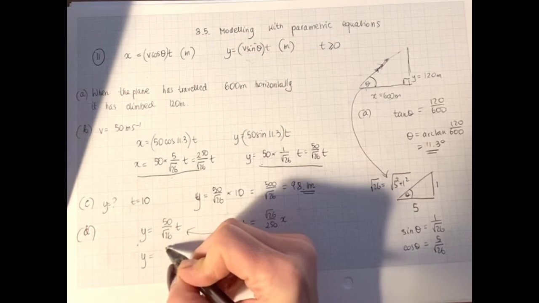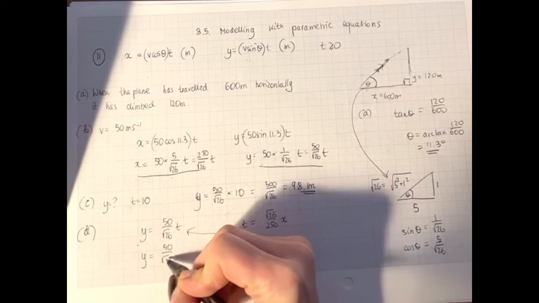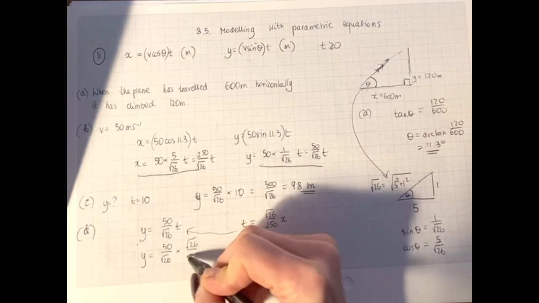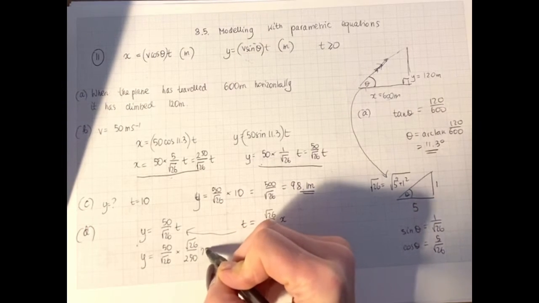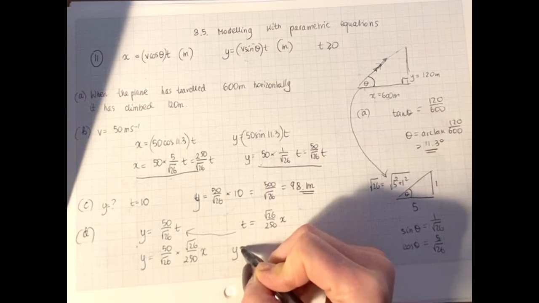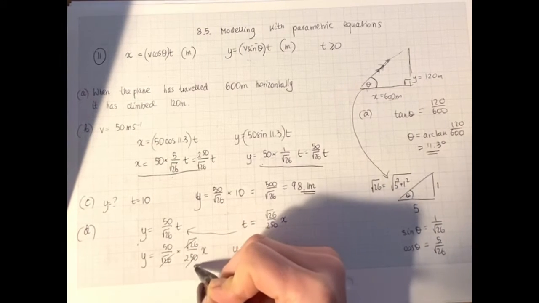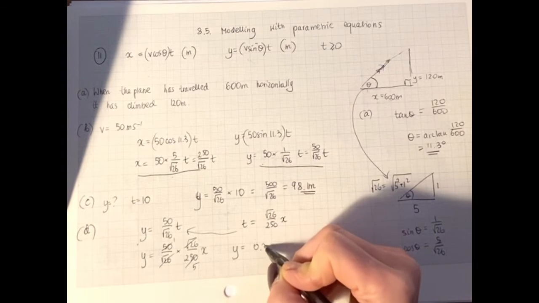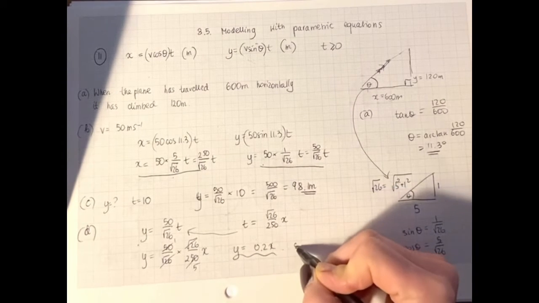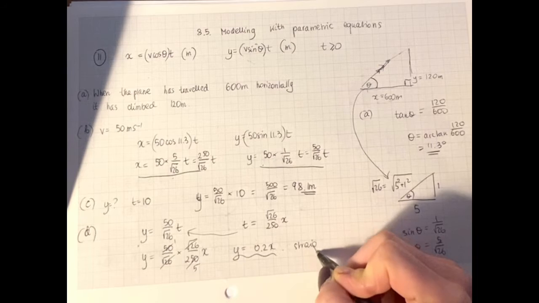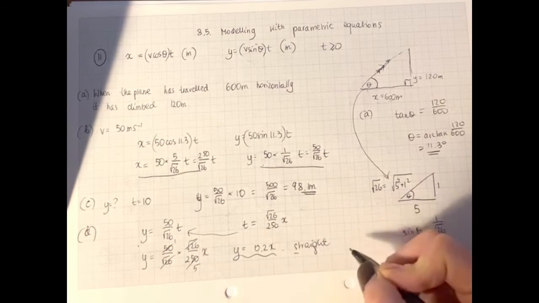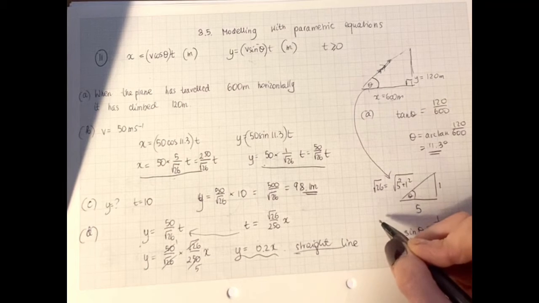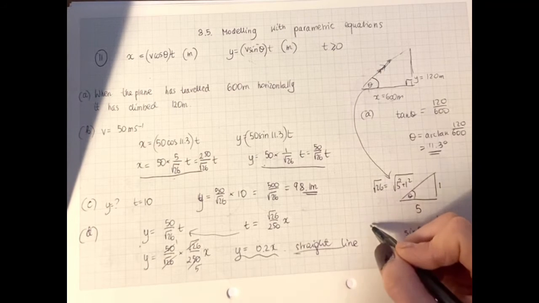You have y is equal to 50 over root 26 times root 26 over 250 x. So y is equal to 1/5 of x, or 0.2x. So it's a straight line passing through the origin with a gradient 0.2.